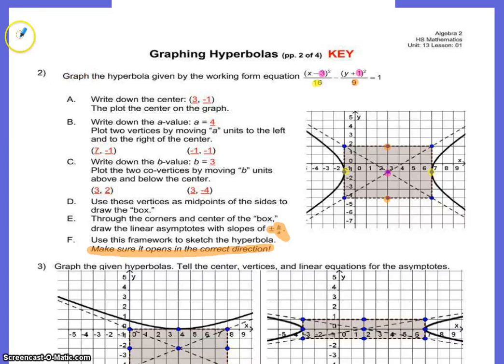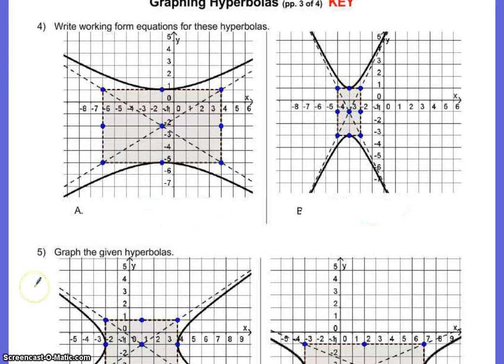Okay, let's go to the next page. Okay, we're looking at number 4 now, but don't forget, I still want you to work all the problems in this packet. Now, looking at number 4, I want you to be able to look at this and tell what your equation is going to be.